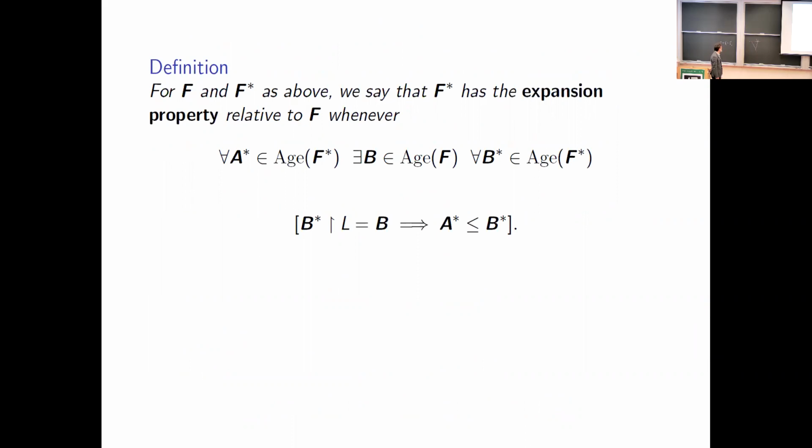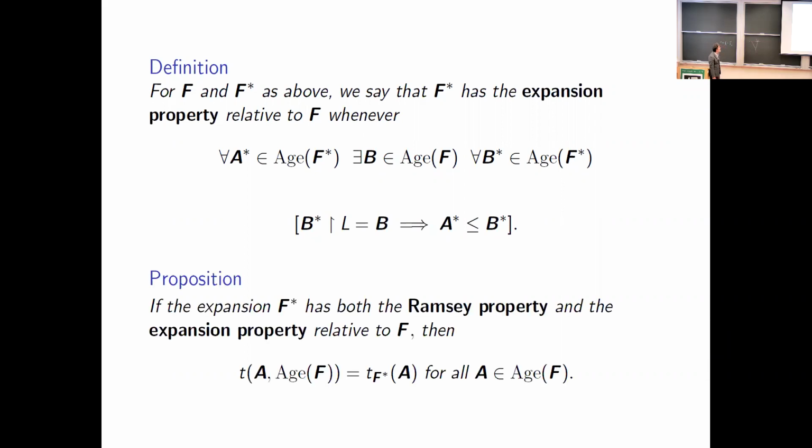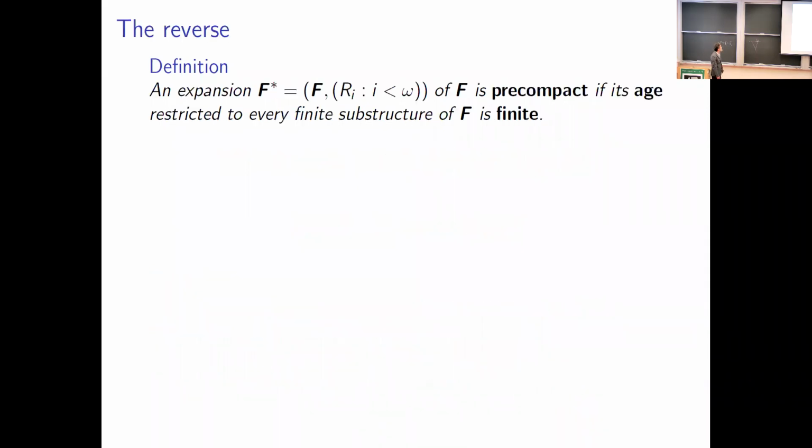Very natural. Essentially, we'd like to see that all classes are realized. You really want to witness this relation, that every copy of B uses all classes. So every copy of B, the copies of A inside B, uses all the colors. So you get an equality if you have both the Ramsey property and the expansion property. So a very simple calculus there.